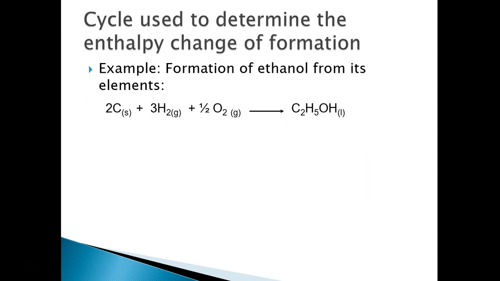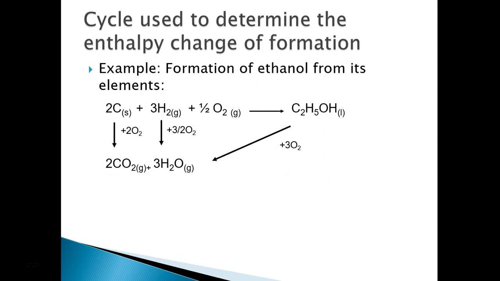So, let's look at an example of the formation of ethanol from its elements. All right, so first we combust carbon and then hydrogen to make CO2 and water vapor, and then we combust ethanol to complete the cycle. Now, one thing to notice is that this equation was balanced, and it has to be balanced to create 1 mole of this, since that's the definition of heat of formation. So we did use the half coefficient on the oxygen, that's fine. And then, since this is balanced, I also balanced these first two processes going to CO2 and water vapor. And if this is balanced and this is balanced, then this must be balanced, okay?